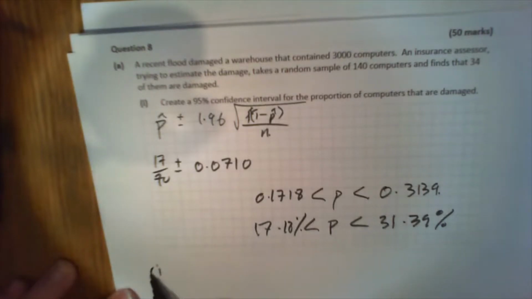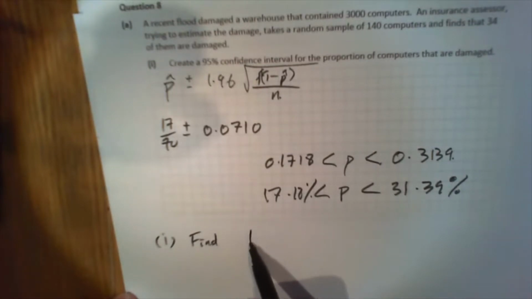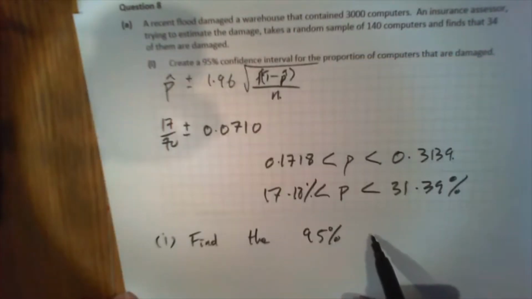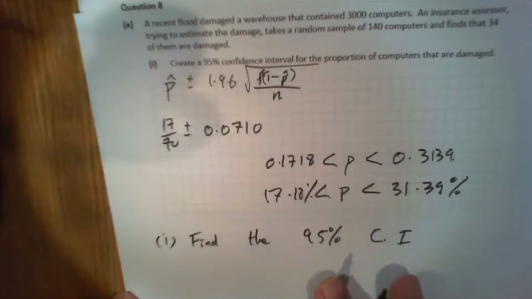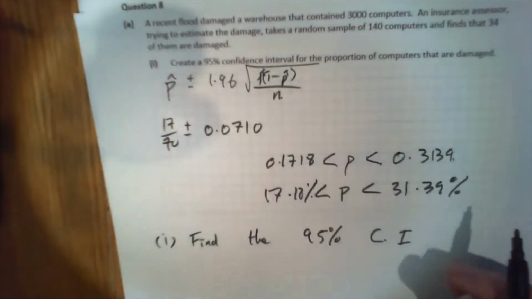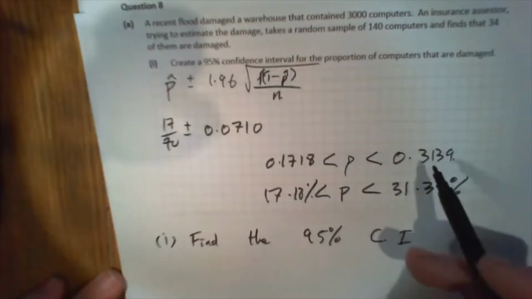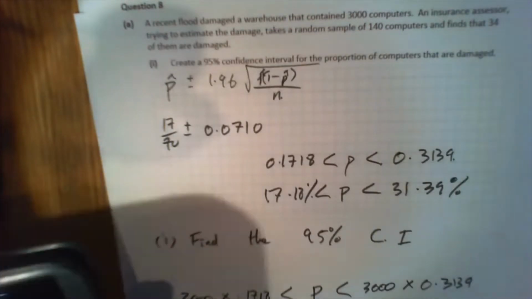The other bit of that question, if I remember correctly, was find the 95% confidence interval for the number of computers. So that's the confidence interval for the proportion, but find the actual number. So this is where you take each of those numbers and multiply it by 3,000. So the number is going to be less than 3,000 multiplied by 0.3139, and greater than 3,000 multiplied by 0.1718. I think that's what it was.